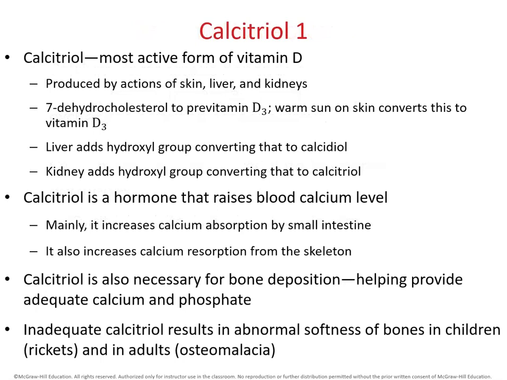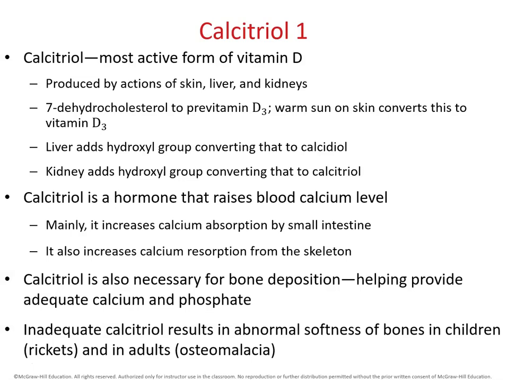So calcitriol is the form of vitamin D that we're most familiar with. We start with a precursor called 7-dehydrocholesterol. When our skin is exposed to the sun, we convert the 7-dehydrocholesterol to pre-vitamin D3, and then the liver adds a hydroxyl group and the kidneys add a hydroxyl group, and we are left with calcitriol, which is vitamin D.